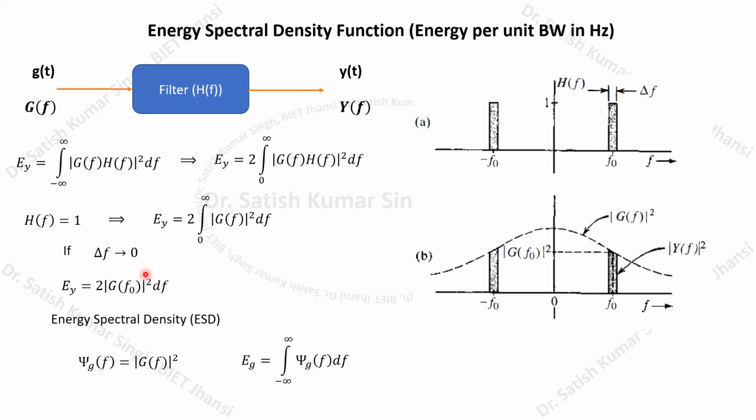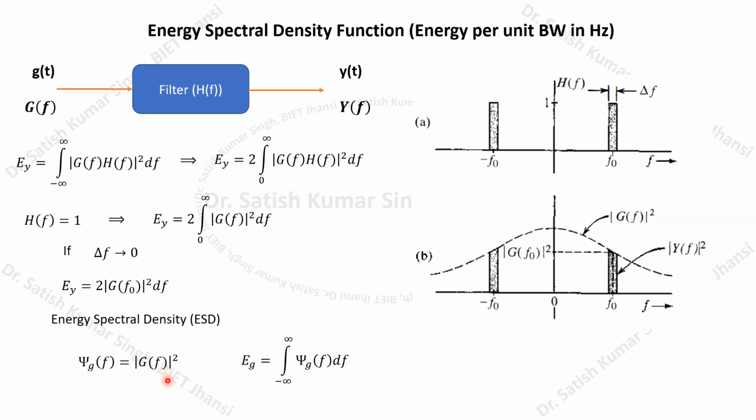So normally this particular function, mathematically, is defined as the energy spectral density. So what does energy spectral density mean? It is the energy available per unit hertz, per unit bandwidth in hertz. That will be your energy spectral density, and it is denoted by psi g(f), which is equal to mod of G(f) whole square.